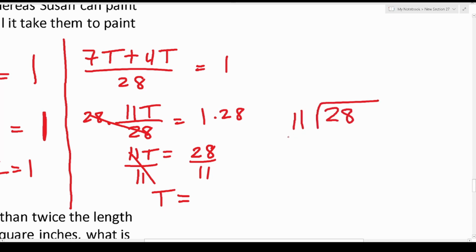So let's work this out. How many times does 11 go into 28 without going over? It's going to be 2 times. 11 times 2 is 22.